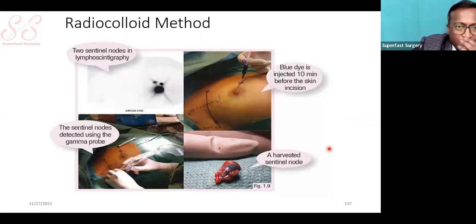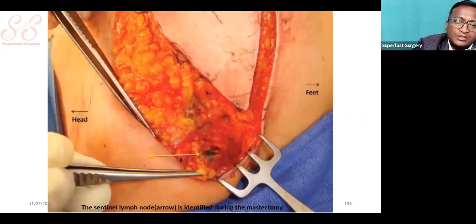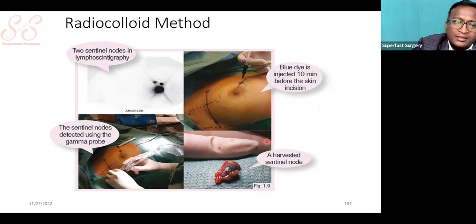Now, for the sentinel lymph node biopsy, we have a dual dye technique. That is, we should be using radio colloid as well as the methylene blue. So the picture I showed is about methylene blue, but how do we use radio colloid? So in the radio colloid technique, understand the concept. We first do preoperative lymphoscintigraphy, which although not mandatory, can be done and it will help to identify the sentinel lymph node and document patterns of lymphatic drainage. After that, in the intra-op period, the sentinel node is detected using the gamma probe.